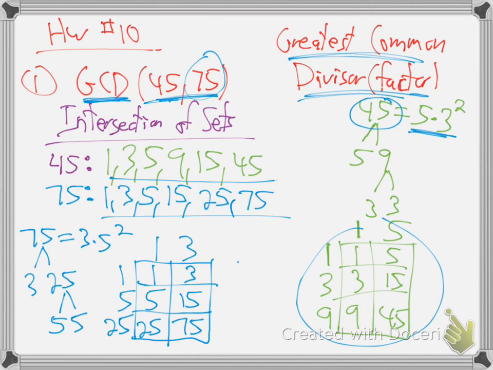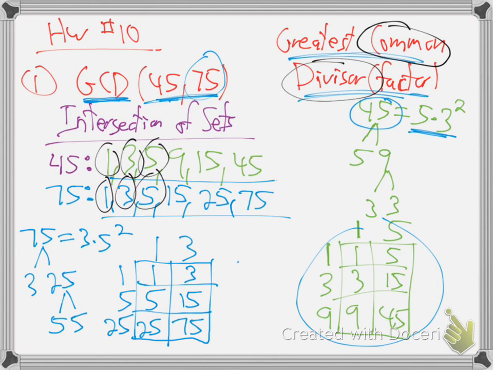Now, what do they have in common? Because that's what we're trying to find here. Common divisors or factors. They both have 1. They both have 3. What else? Both have 5. Anything else? Both have 15. Those are their common factors. Common divisors. So what is the greatest among the common factors?